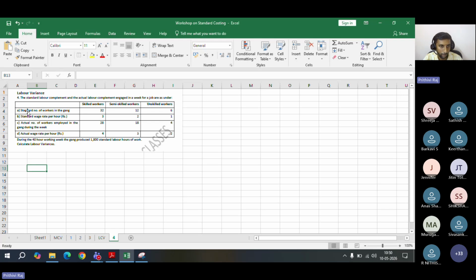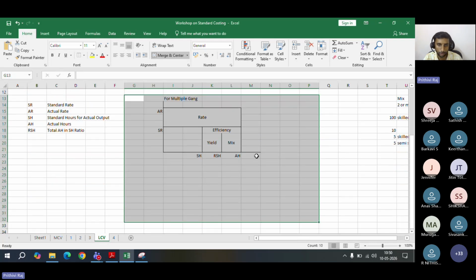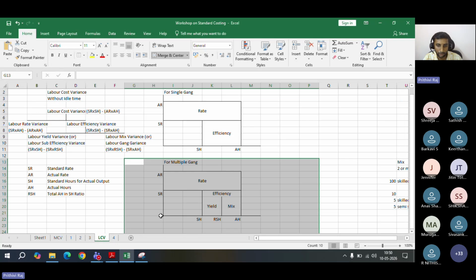What is the standard number of workers? Skilled, semi-skilled and unskilled. So there is a possibility of gang variance, because there are three groupings. Which graph do you follow? One is for a single gang, the other for multiple gangs. Since there are three gangs, there's a possibility of mix or gang variance.